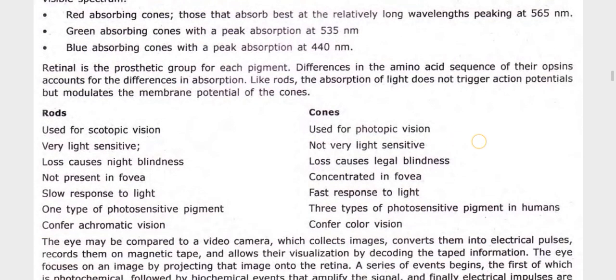So, rods are used for scotopic vision, very light sensitive, loss causes night blindness, not present in the fovea, slow response to light, one type of photosensitive pigment, confer achromatic vision. But cones are used for photopic vision, not very light sensitive, loss causes legal blindness, concentrated in the fovea, faster response to light, 3 types of photosensitive pigment in humans, confer color vision.